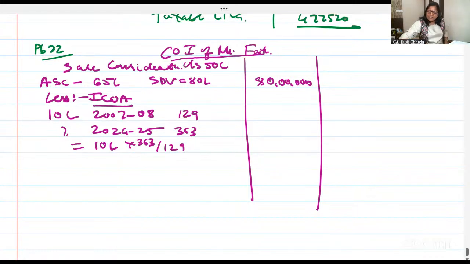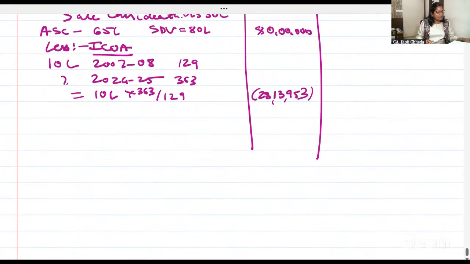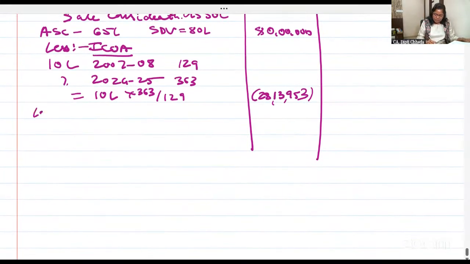Please put the answers in chat box. Use the calculator. सब दीप्ति मैम थोड़ी करेंगे बेटा, फाइनल एग्जाम में आपको ही करना है. 28 lakhs. 13,953. Index cost of acquisition.